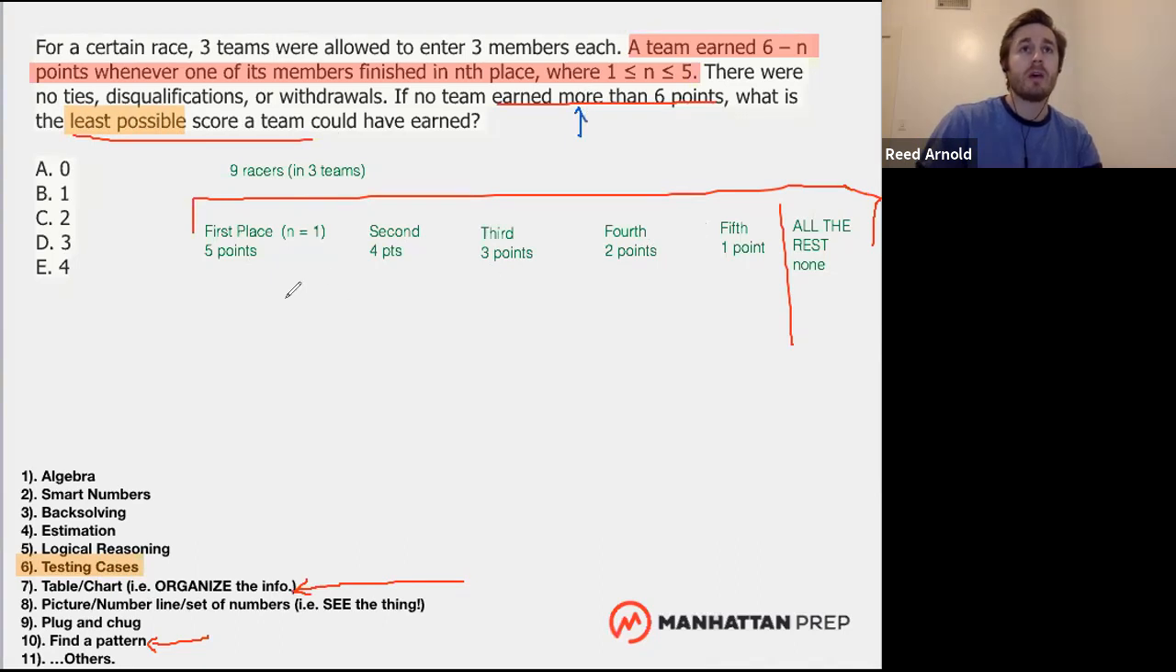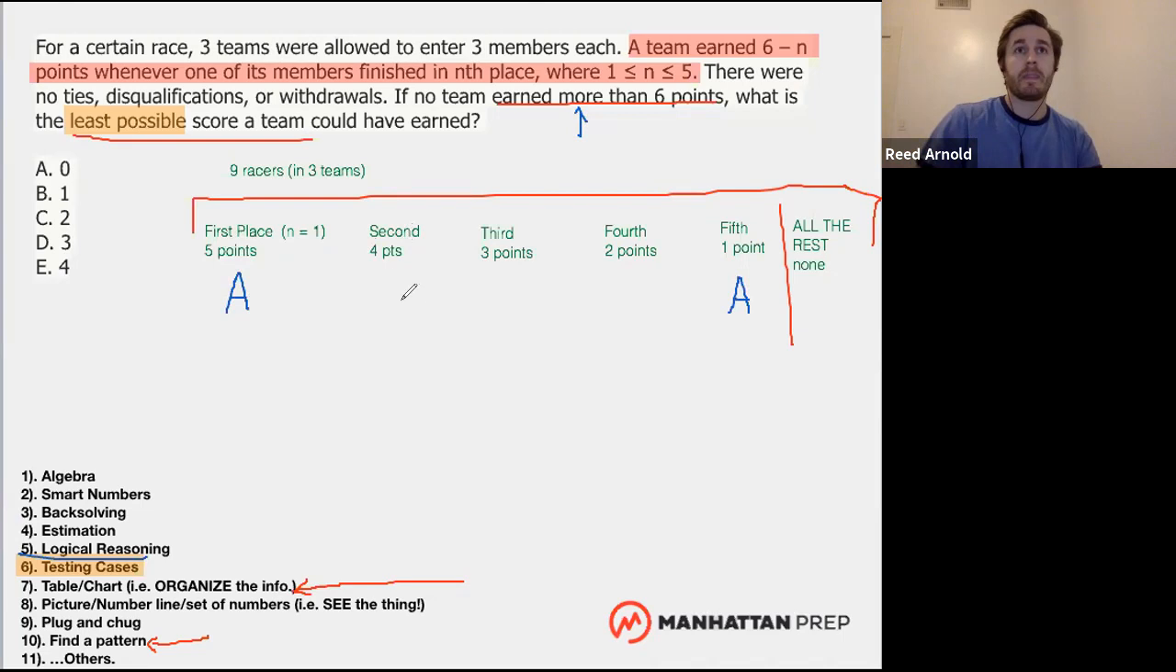Okay. And so let's say some team won first place. Let's give that to team A. And now I use some logical reasoning to see that if team A got first place, they didn't get second, third, or fourth, because that's more than 6 points. So really the only other outcome for team A is either they didn't get anything else or they got fifth. Maybe they got fifth.